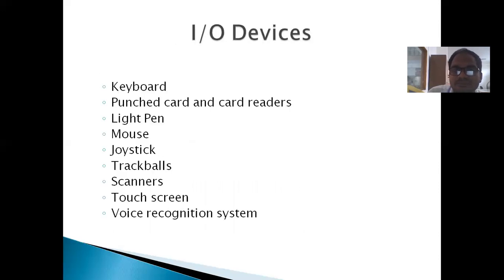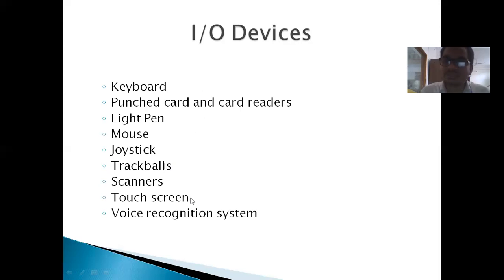Now, next one is I/O devices. I/O devices, input devices, output devices. These are also called the peripheral devices in our computers. Keyboard is an input device, punch card, card readers, light pen, mouse, joysticks, trackballs, scanners. These all are the input devices.